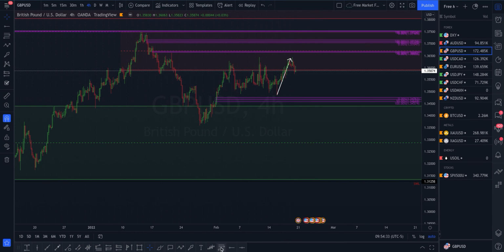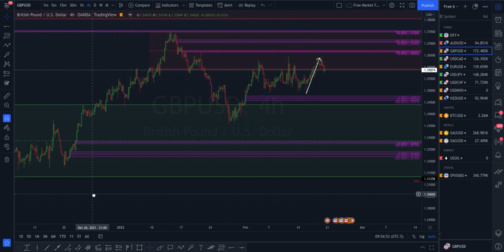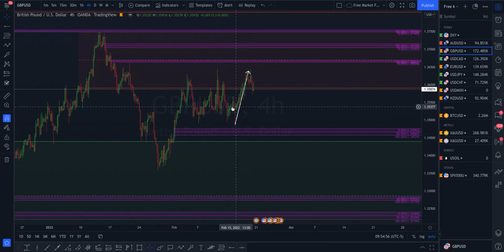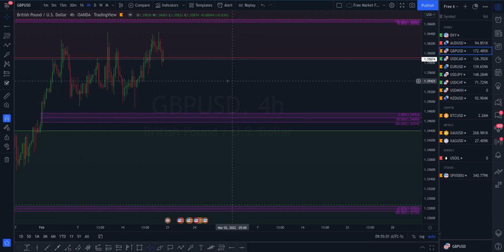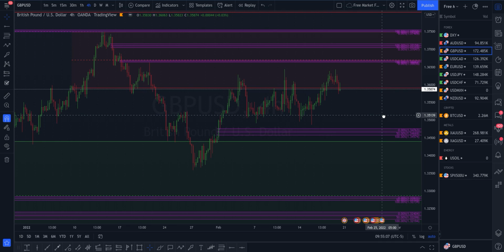All right. So let's take a look at the downside. We have imbalance here. Okay, we have imbalance here. Let's get rid of this. We're consolidating. Now let's take a look at some 4-hour zones here. Was that taken out? It barely looks like it was taken out.